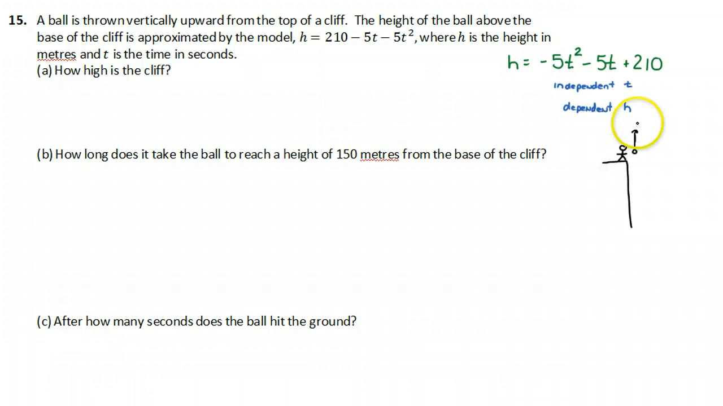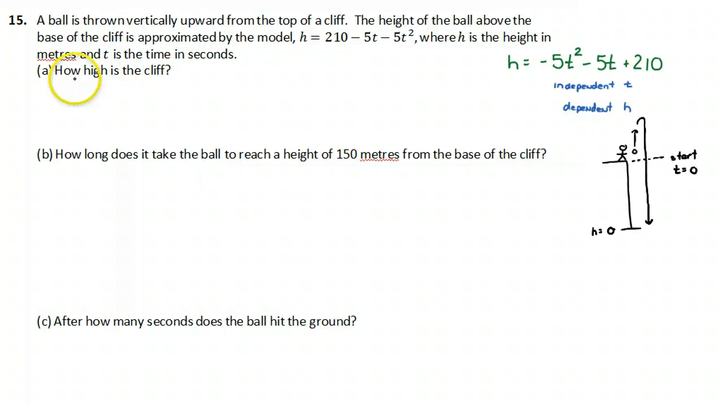So that ball is going to go up. Eventually it's going to curve around. It's going to come back down. Eventually it's going to hit the bottom. So the bottom of the cliff is h equals 0. This is the starting point, right? And whenever we start this, t is equal to 0. So that's kind of what this relationship is modeling.